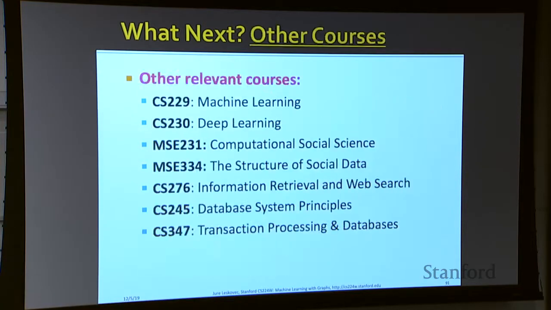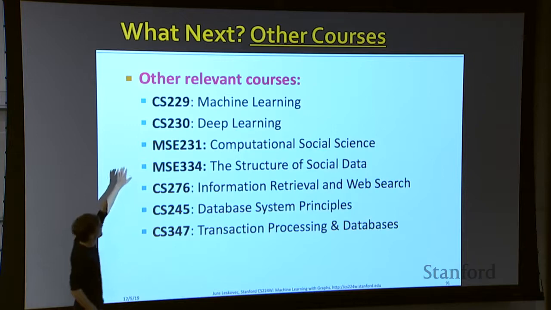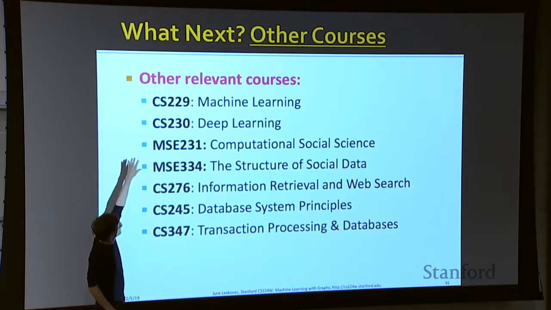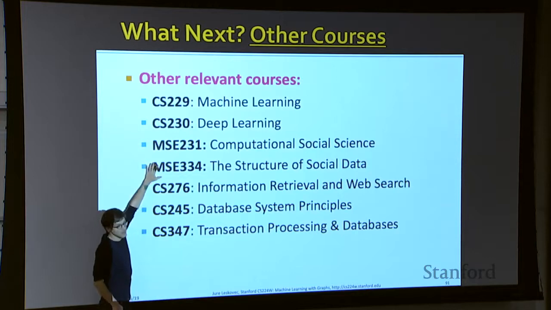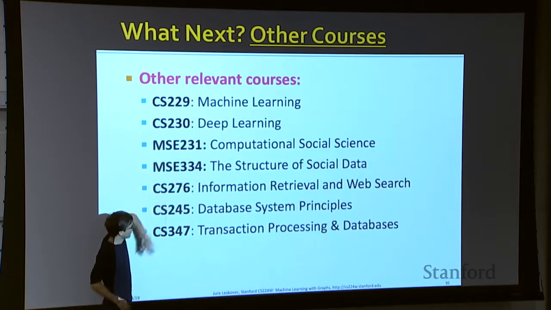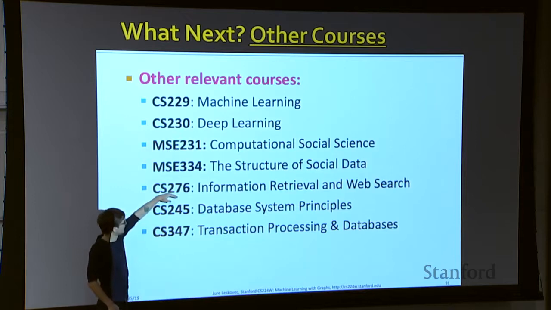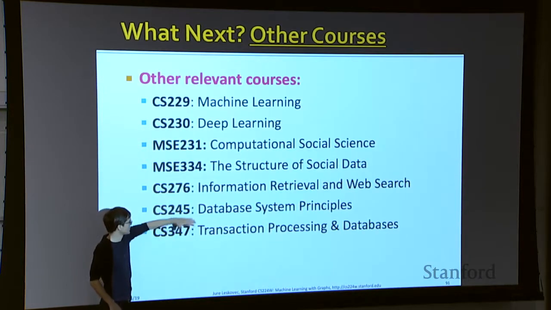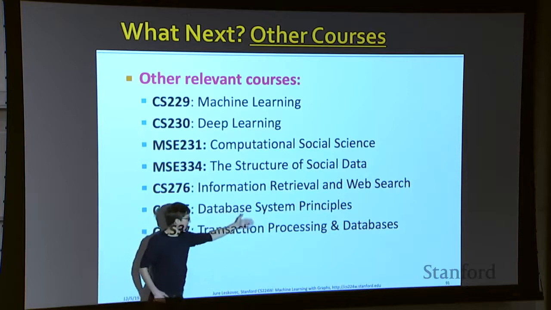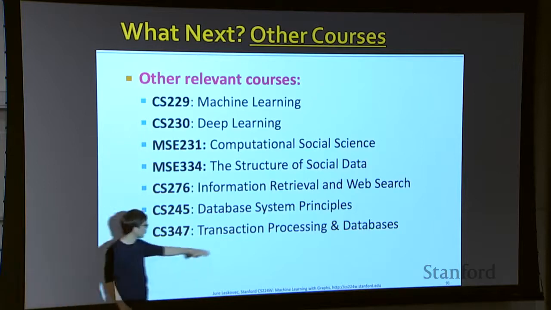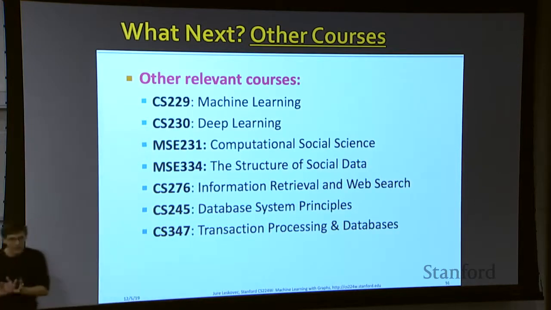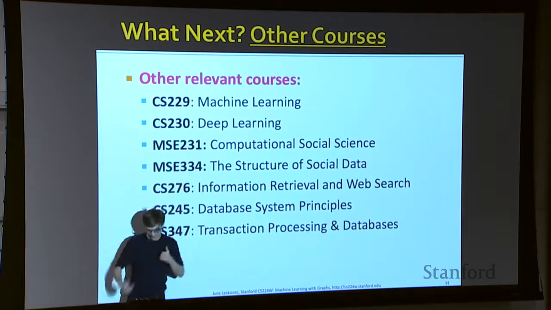And then, what are some other relevant courses? If you want more on the machine learning side, there is general machine learning or deep learning. If you want more on the network side, in terms of social science, there are very good courses in MS&E. If you want more about big data, you can take 276, which is information retrieval and web search, or advanced database and data management courses. So this is what I wanted to tell you about the next steps on your path through the Stanford system.